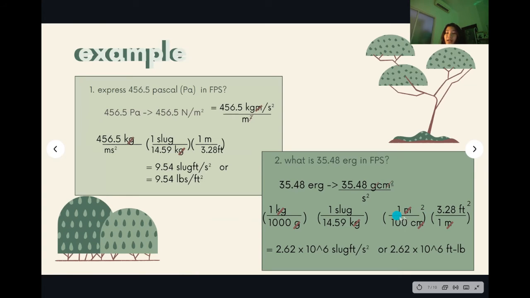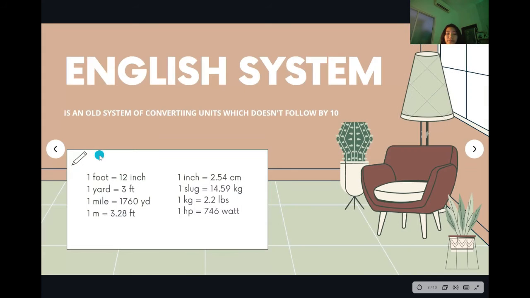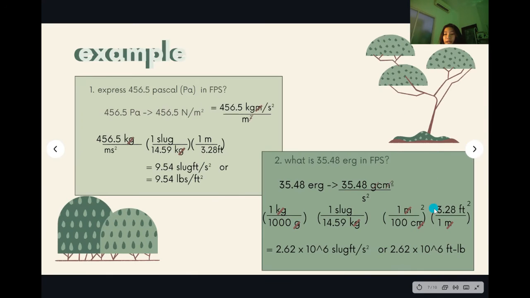So we need another meter squared to be cancelled out. So we still need another meter to be cancelled out, and we need feet for the FPS. So it will be 1 meter over 3.28 feet. So I will write it as 3.28 feet squared over 1 meter. The squared is outside the parentheses. Okay, so it will be times like this. So cancel out m, left with 3.28 feet squared.